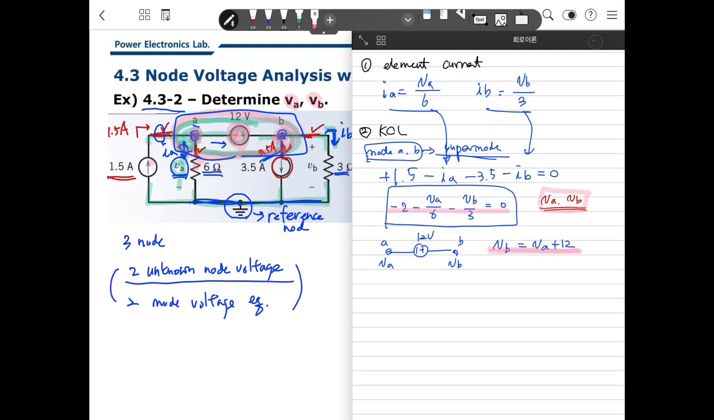So we have two unknown variables, and we have two equations. Based on that, we can calculate VA and VB. The solution will be depending on you. The solution I will give you.